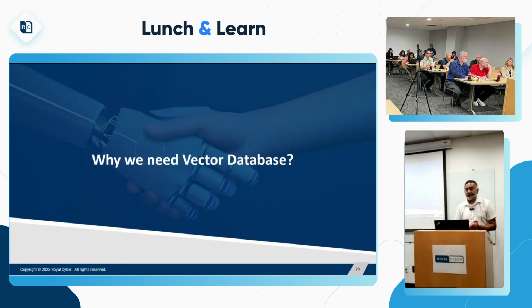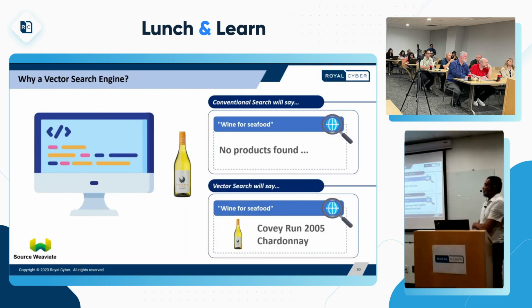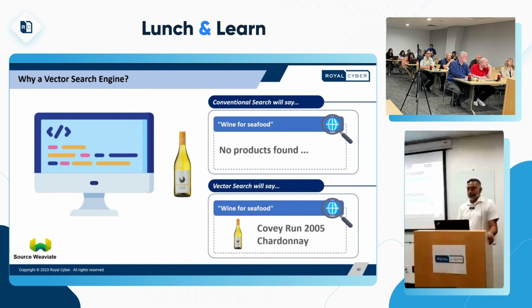Okay, so why do we need a vector DB? If I go to my website right now and search for wine for seafood, it will say no product found, because the current legacy search doesn't support semantic search. But if I go to a vector database and search for wine for seafood, it will return the right product set.